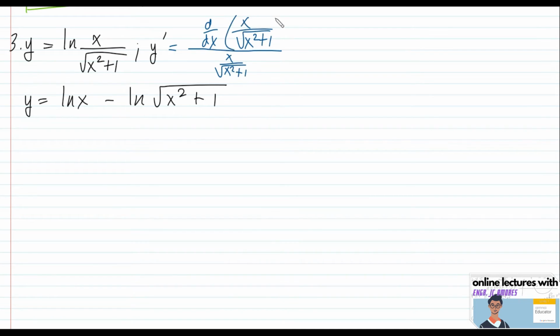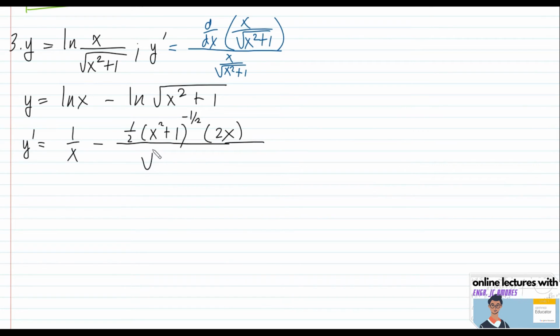So I think this is easier than this one, but it's up to you if you want to continue with this one or simplify it first, just like what I did here. So we have y prime is equal to, ln x is simply 1 over x for its derivative. And then we have ln of x squared plus 1, so the derivative of the root: it will be 1 half times x squared plus 1 raised to negative 1 half, and then the derivative of x squared plus 1 is simply 2x, all over the square root of x squared plus 1.